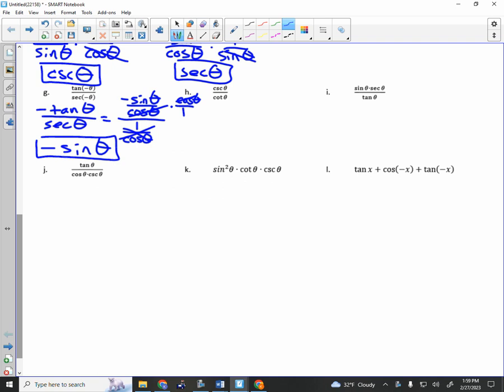Try letter H on your own. No, the goal is to write it so it always has sine or cosine in it. So if you rewrote it like that, then the sine is gone. You don't have to rewrite everything. You don't ever rewrite sine or cosine. You rewrite the other things.